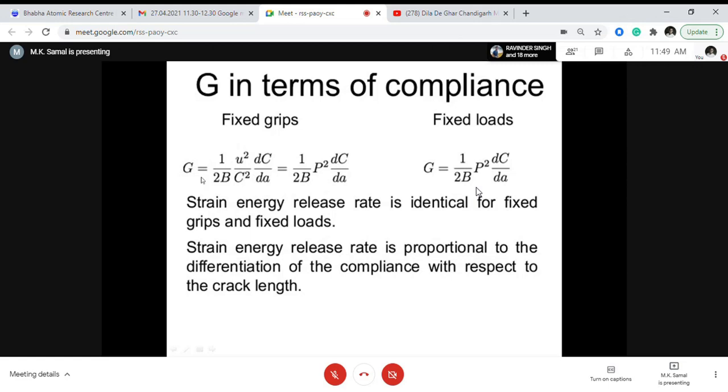G is proportional to p square, and G is proportional to K square, it is K square by E. K is the stress intensity factor, that is, the mode 1 stress intensity factor. So K will always be proportional to the load. This expression, the handbook expression, if you saw in the previous class, Ranjit must have shown you the handbook.